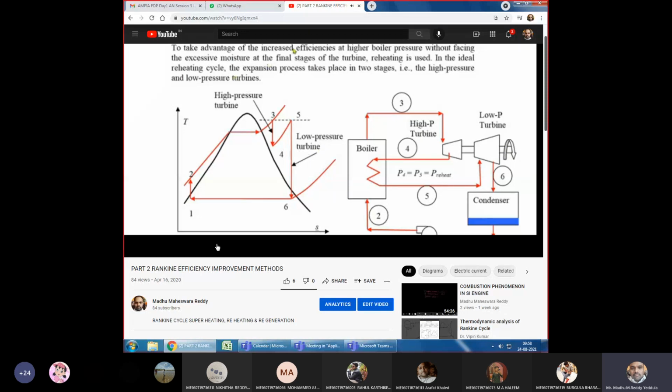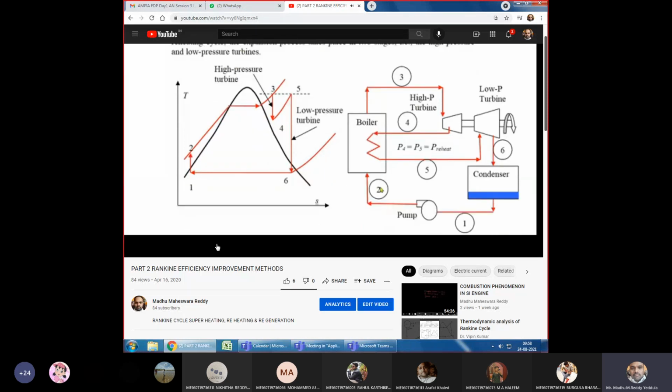Now, to take advantage of increased efficiency without facing excessive moisture at the final stage of the turbine, reheating is used. As you can see, this is the boiler. Water is supplied to the boiler, and at 3 we are getting the steam. At 3 the steam enters the turbine and is allowed to expand, thereby the pressure drop will take place, as well as a temperature drop due to the expansion. Now we are increasing the temperature.